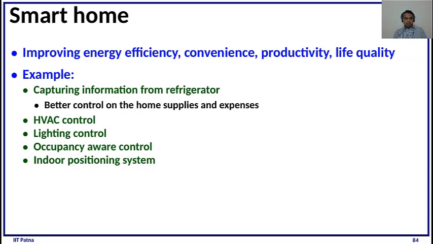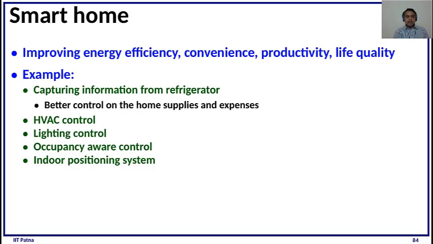So let us take a few examples where a smart home can actually help us achieve some of these properties like convenience, productivity and life quality. For example, let's say I have a refrigerator and I have some smart stuff installed in that refrigerator, and it will monitor how many supplies are available in the refrigerator. Let's say I put my milk in a container in my refrigerator and I keep eggs in the refrigerator. Now whenever I need milk or eggs, I take them out from the refrigerator and take them for my own food.